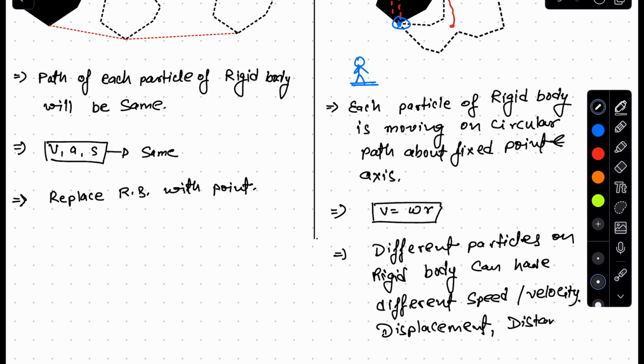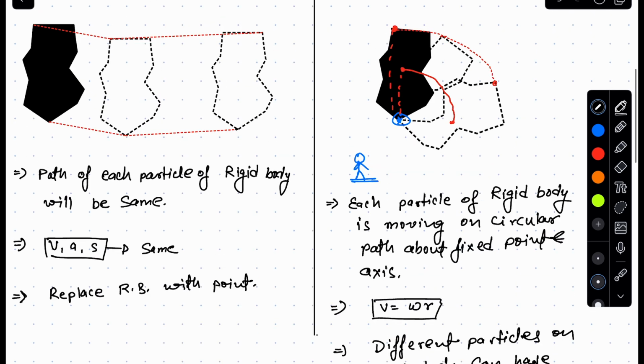All right. Now, can I replace this rigid body with a point mass? No, of course I cannot replace this rigid body with a point mass. For the concept of velocity, distance and displacement, different points will of course have different distance, different displacement, different speed and velocity. Okay, then the axis of rotation should be fixed.